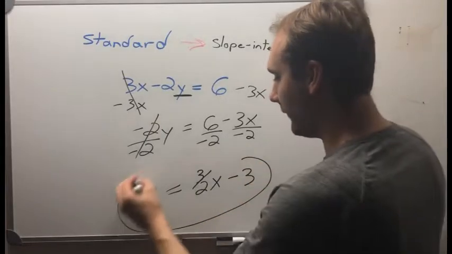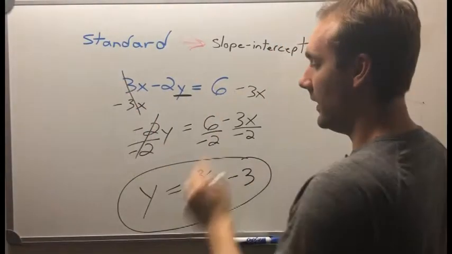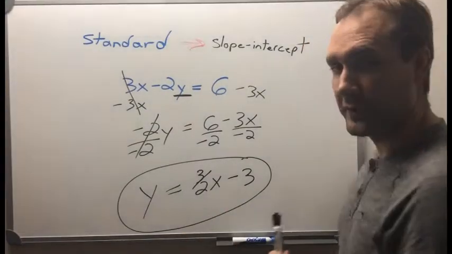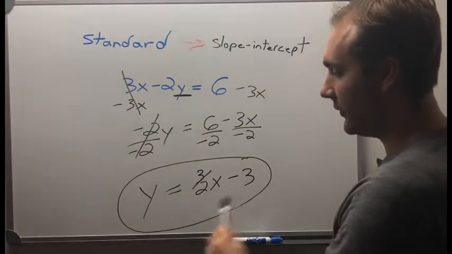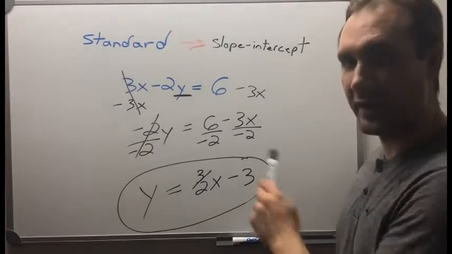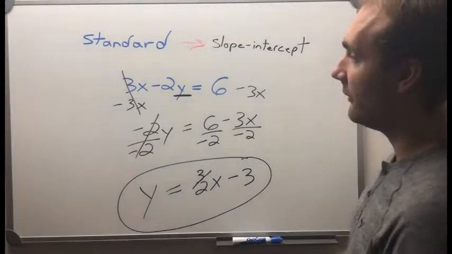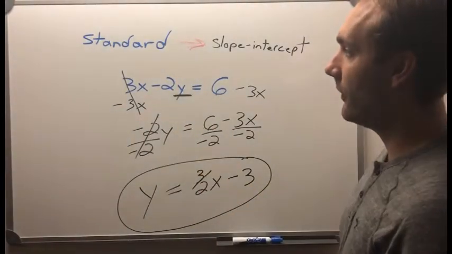So this is how we're going to convert between standard form and slope-intercept form. And again, you'll want to do this because now I can plug this into my calculator. Hit the y equals button, type in 3 over 2x minus 3, and then hit graph. Can't do that with standard form.